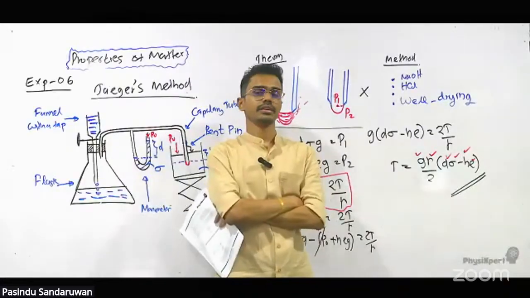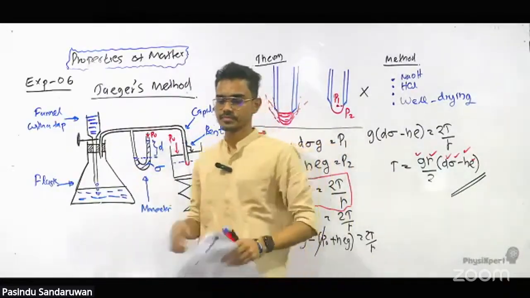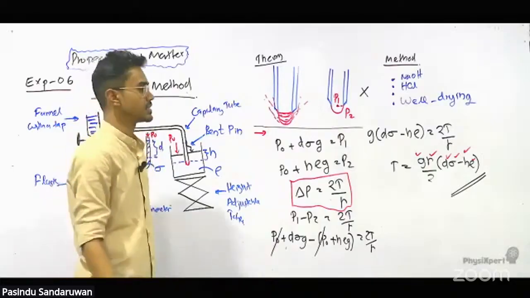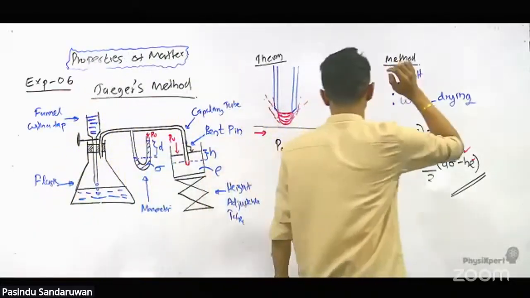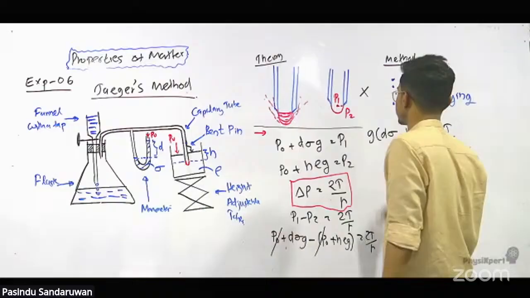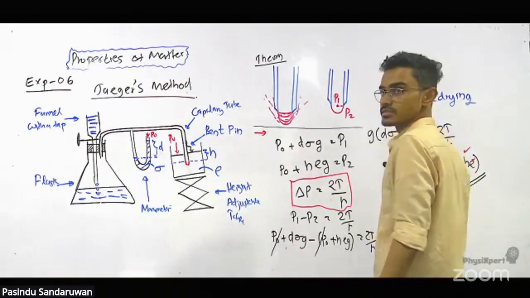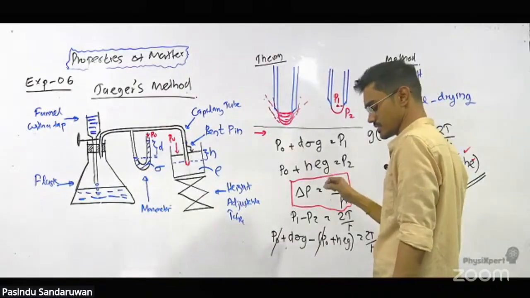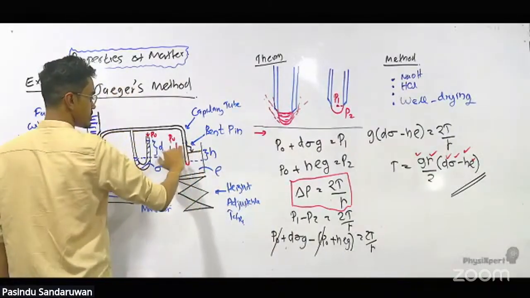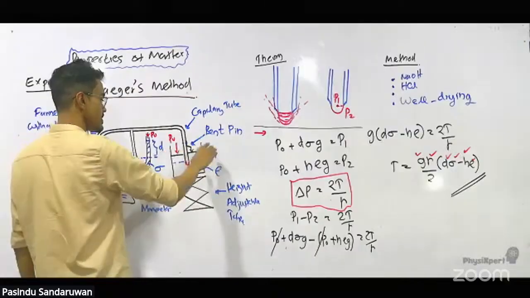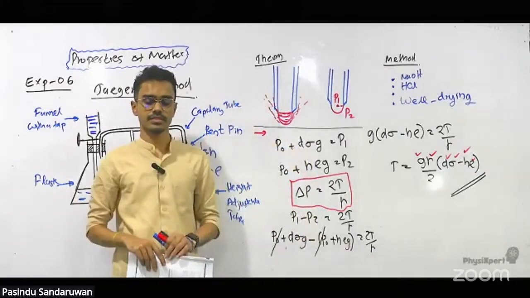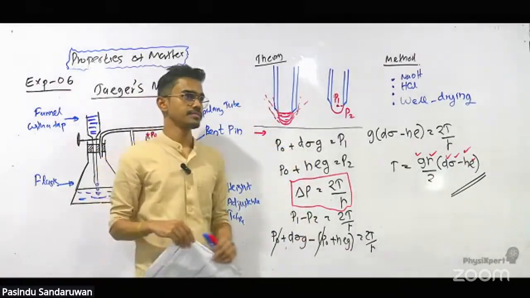Adjust the height of the table until the bent pin just touches the top surface of the liquid. Next point.